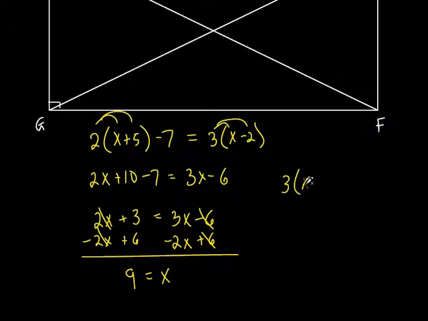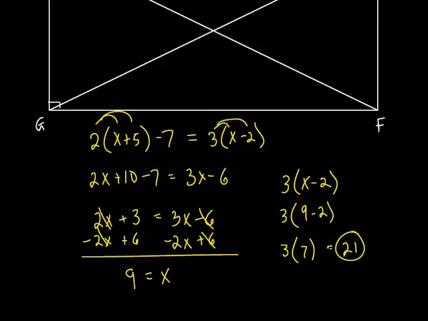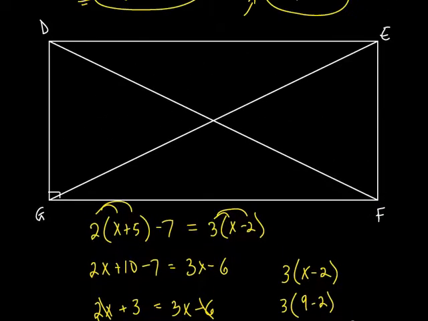So this is EG. If you wanted to distribute out and make it 3x minus 6, you could have. Let's just put the 9 in here. It's 3 times what? 9 minus 2. It's 3 times 7, and that is 21. So EG is 21. And DF's got to be the same thing, too, if they ask for that, right? That's all there is to it.